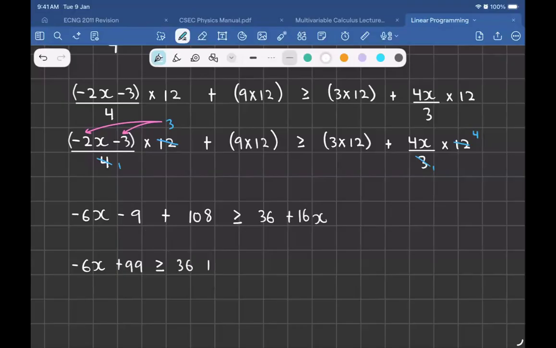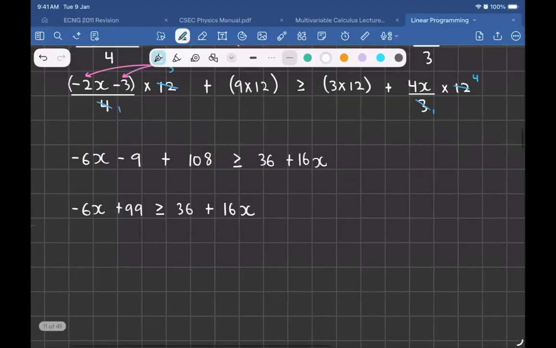No. Right. So tell me, what should I move across on the left-hand side? We should move 99 to the right hand and 36 to the left hand. Right? What does the next line become?